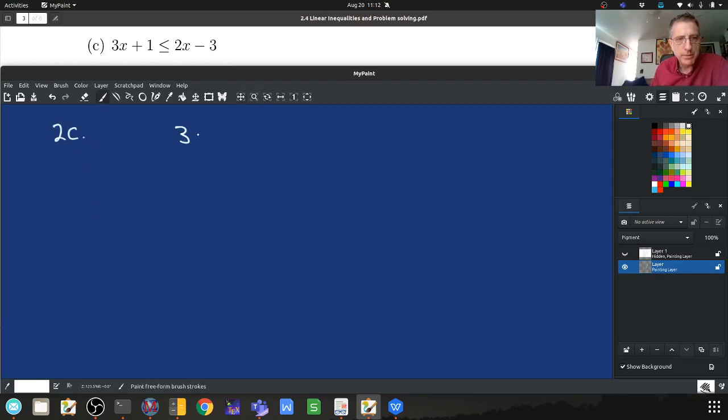We have 3x plus 1 is less than or equal to 2x minus 3. Again, for reasons which hopefully will become apparent, I want to keep the coefficient on my x term positive. So I'm going to move the 2x over. It becomes minus 2x. And that means the plus 1 has to go over to the other side. The minus 3 is already over there.